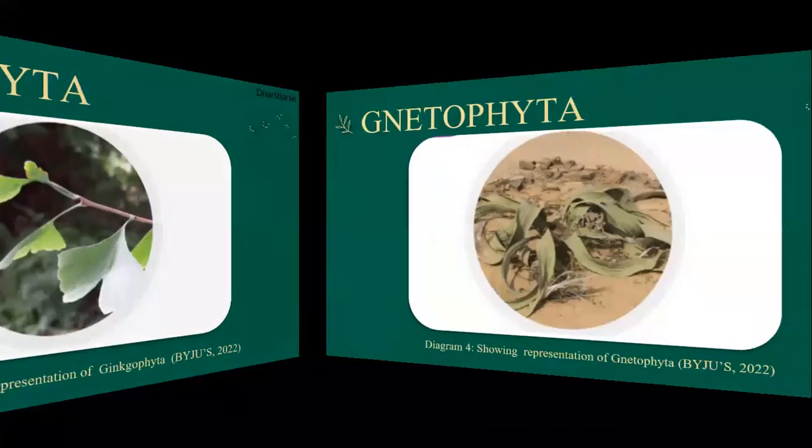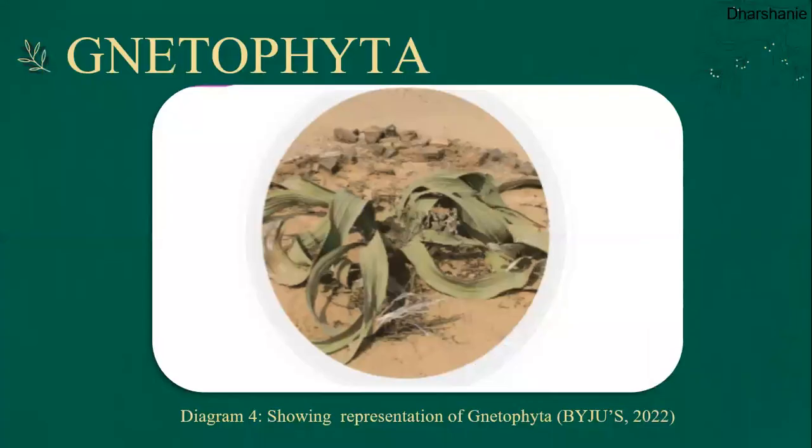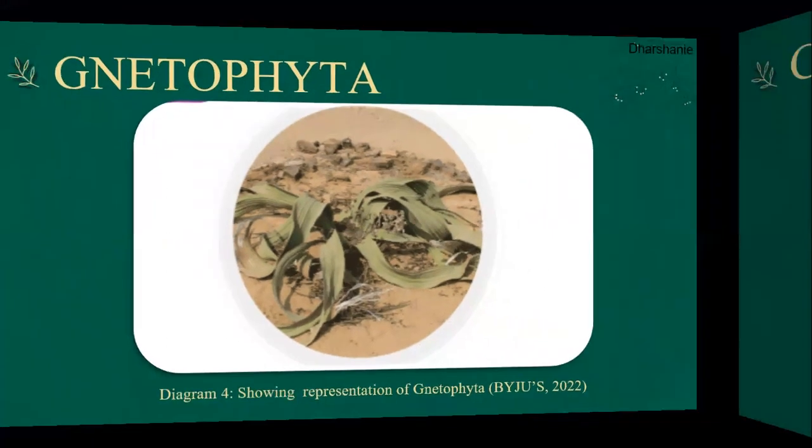Now, the Gnetophyta, just like other members of the gymnosperms, are considered to be relics from the past. Today, only three genera of this group exist. They usually consist of tropical plants, trees, and shrubs. They are characterized by their flowering leaves that have a soft coating. The diagram basically shows what Gnetophyta looks like.